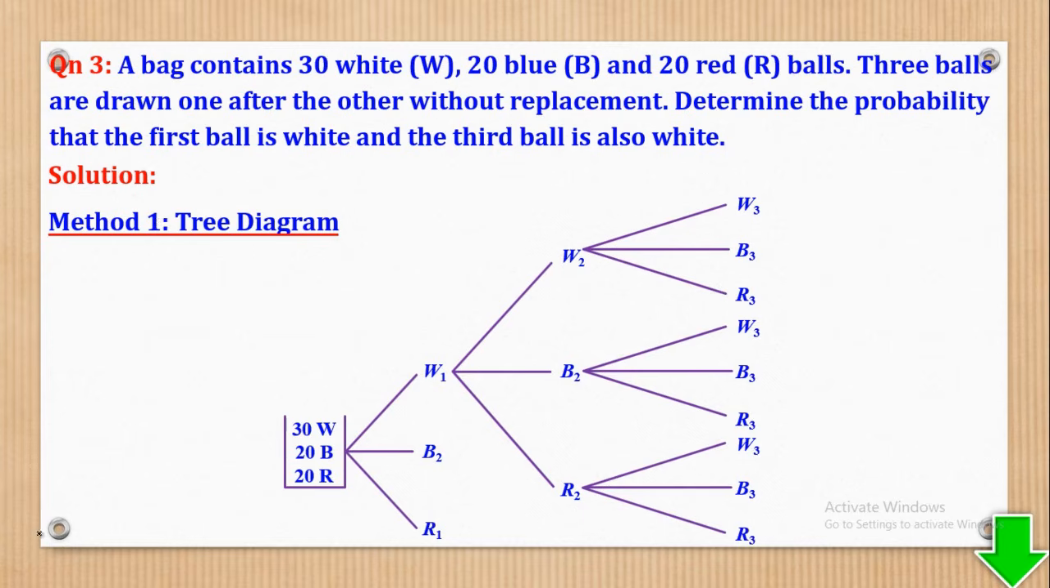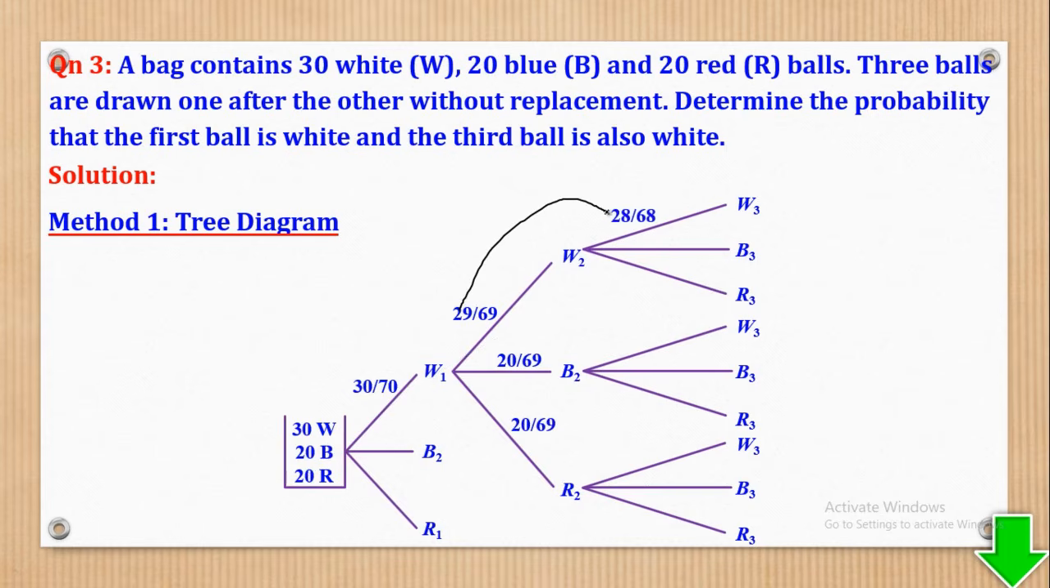Okay, so we shall now fill our tree diagram. Starting with this, it will be 30 over 70, and here it will be minus 1 to give you 29, minus 1 to give you 69, so it gives you 29 over 69. Then here you remain with 20 because it didn't change over 69. Then here you also remain with 20 because it didn't change over 69.